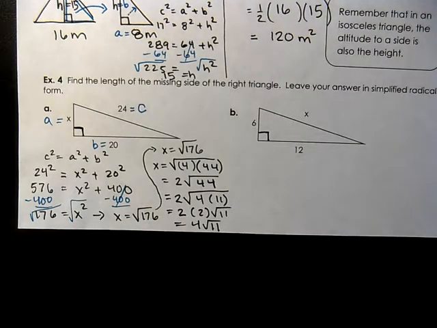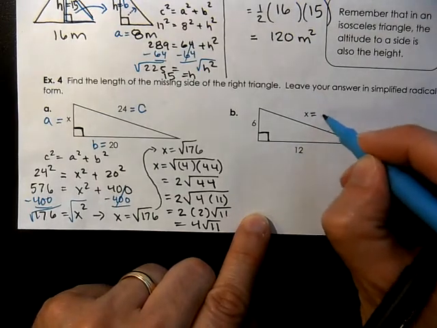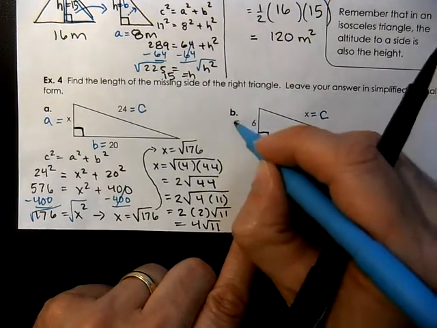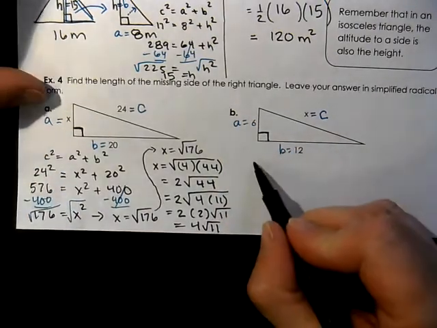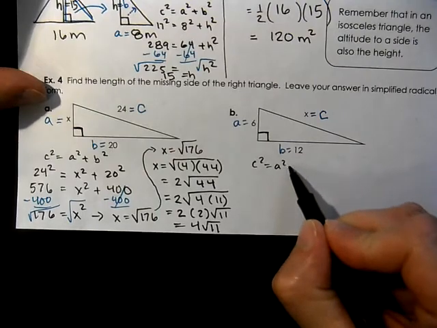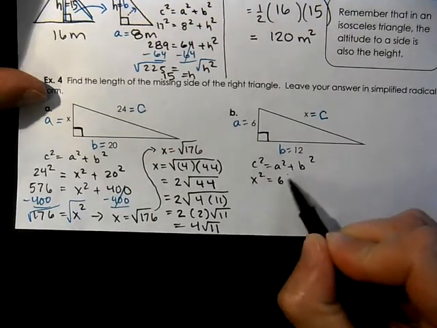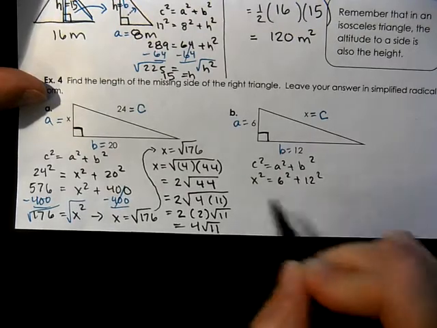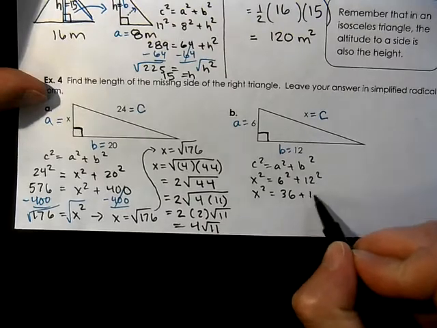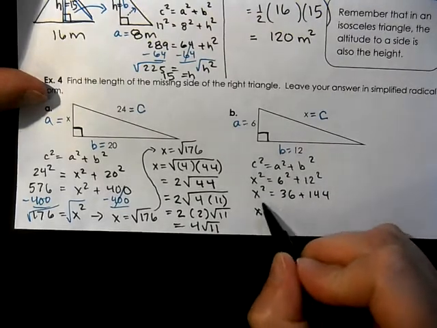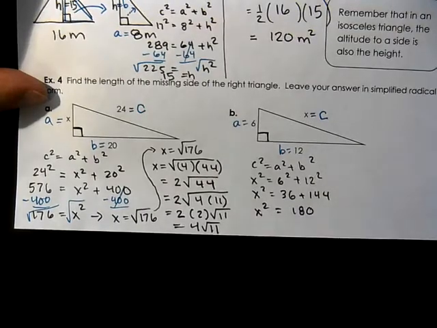And for part B, again, here is the right angle. So opposite that is the hypotenuse. We assign that the C. Assign the A and the B. And let's set up our formula. I have x squared equals 6 squared plus 12 squared. So x squared equals 36 plus 144. I will combine like terms on the right-hand side, and that gives me 180.